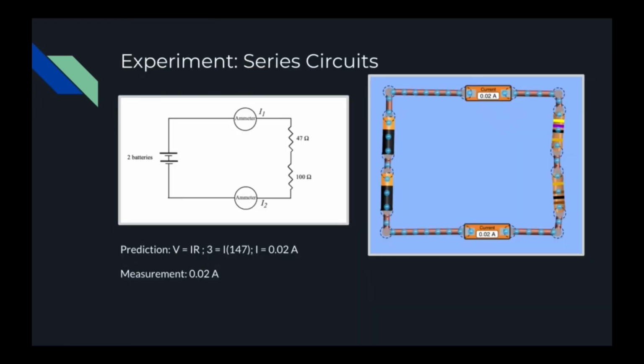We will first consider a simple series circuit with 2 batteries, 2 resistors, and 2 ammeters, as shown in the diagram. We predict the currents for I1 and I2 to be 0.02 amps, and the measured value is consistent with this. When one ammeter is placed in reverse, the reading becomes negative.